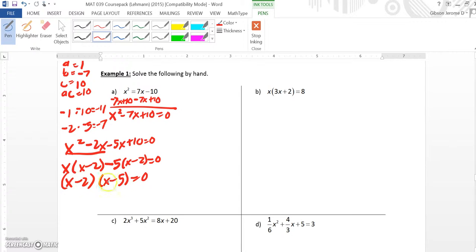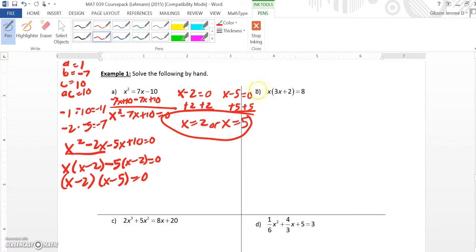Now we have to separate the two. We have to separate the factors. We have x minus 2 equals 0 and x minus 5 equals 0. So we will add 2 on both sides, and x is 2. We will add 5 on both sides, and x is 5. So these are our answers here. x is 2 or x is 5. And that is our final answer for A.